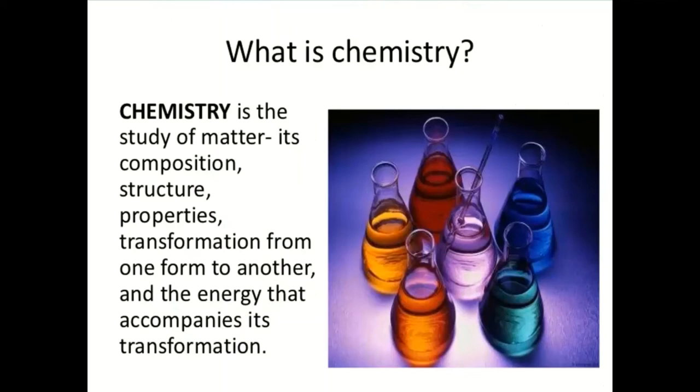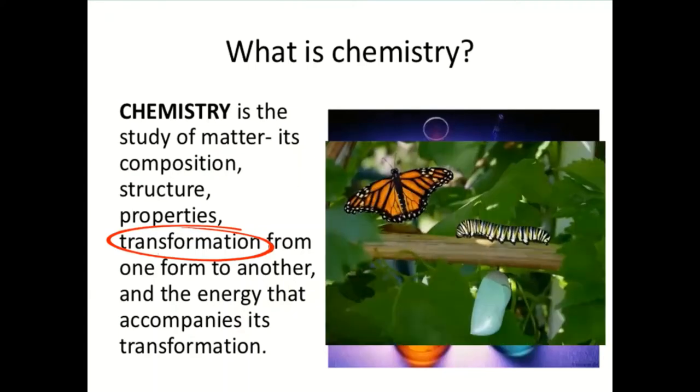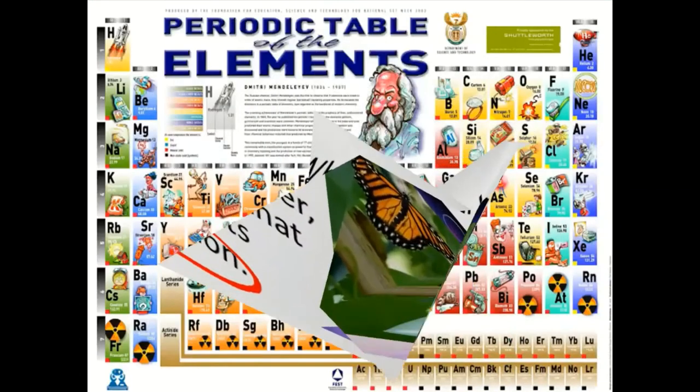So chemistry is the study of matter. What is matter? What's the matter? Matter is the physical substance. So it's the study of matter, the composition, the structure, the properties, and the transformation. This is a transformative class. Think of it that way, just like the little caterpillar goes through the transformation, becoming the butterfly. The word transformation is there twice in the definition, a different way to view it.